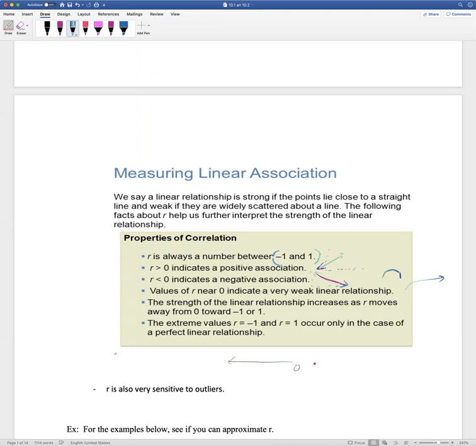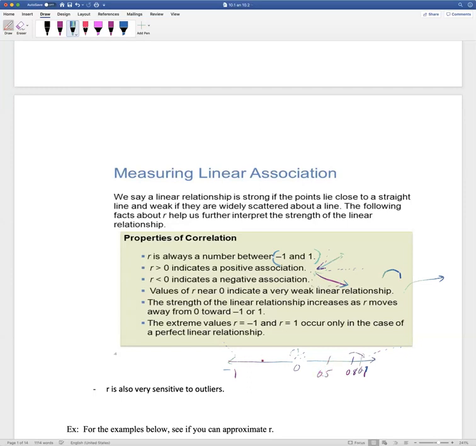The strength of the linear relationship increases as R moves away from 0 and tends towards -1 or 1. So here's 0, here's +1, here's -1. This is a cloud right here. This is no linear correlation. This is perfect linear correlation. This is perfect linear correlation. So as we get closer and closer to 1, 0.8, 0.9, that means we're getting stronger linear correlation.